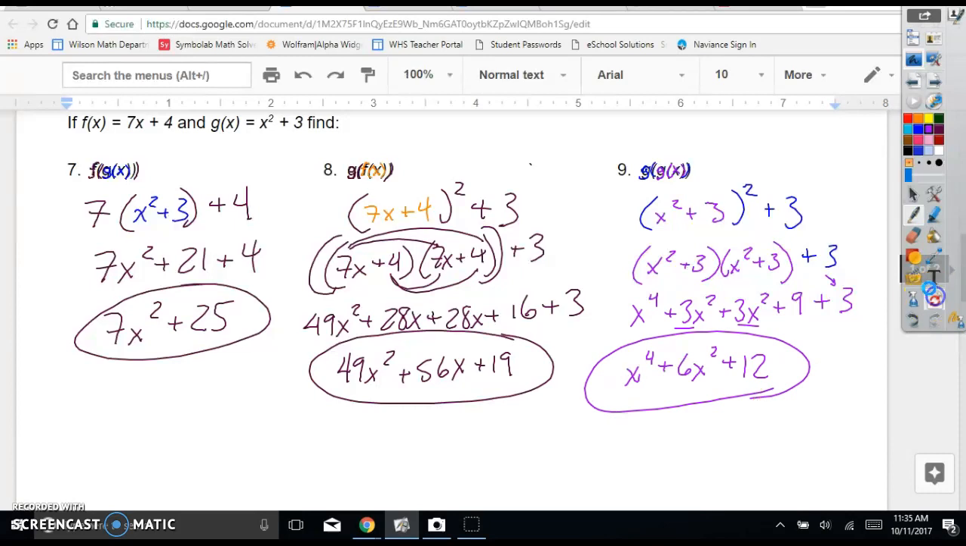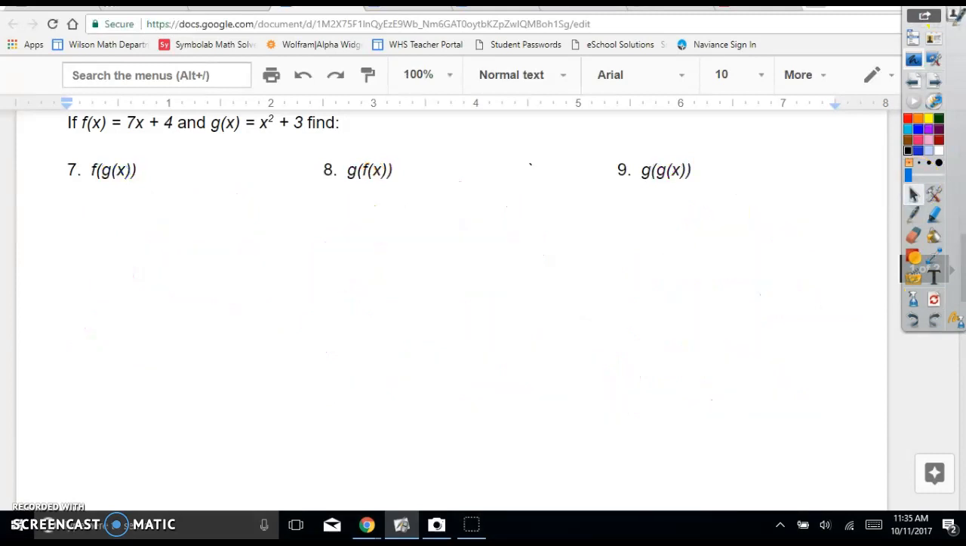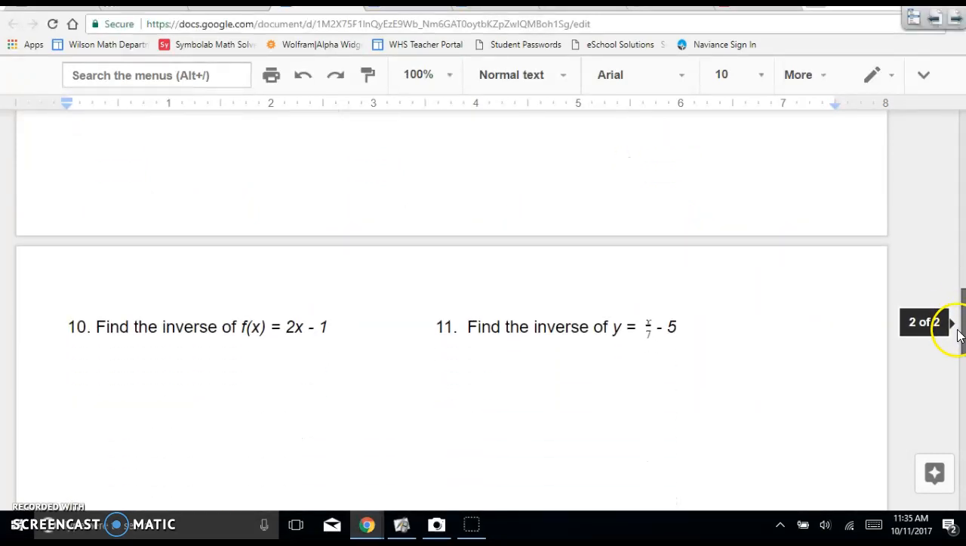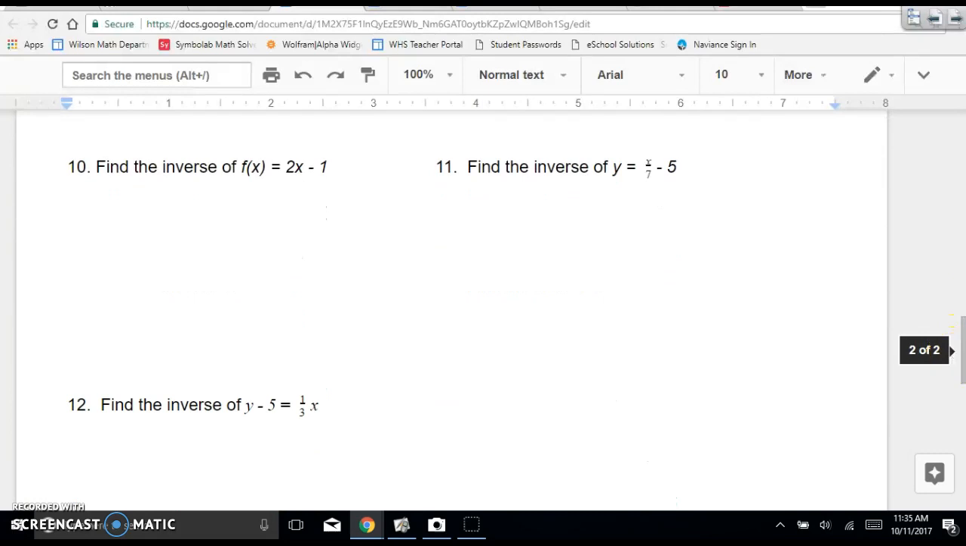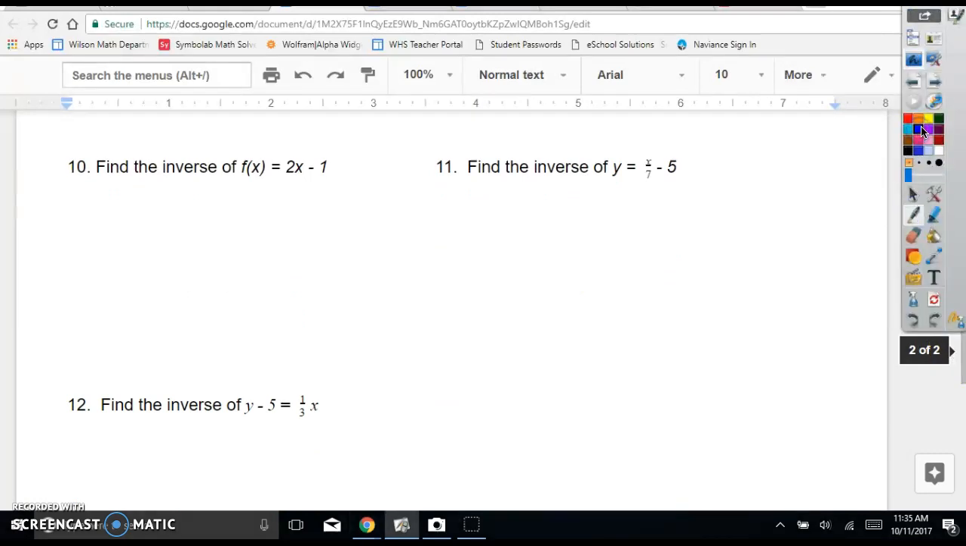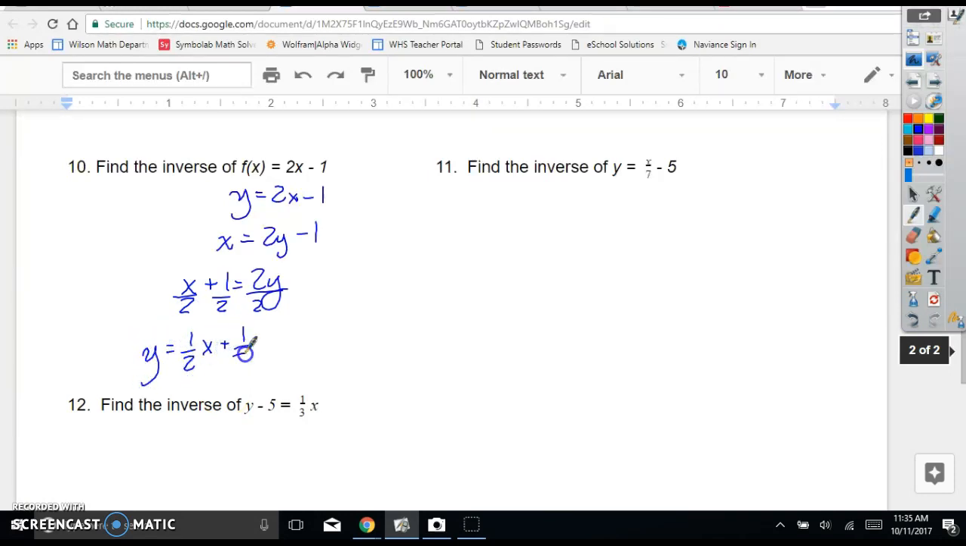The next part of the test is going to deal with inverses. So your inverses here at the bottom of the page or at the top of mine, the 10 and 11 are inverse problems. So we're going to just go ahead and put y in, and then I'm going to switch x and y. And I'm basically going to get y by itself. So this is x plus 1 equals 2y. We divide by 2, divide by 2, divide by 2. Sorry about my last 2 there. So this is going to be y equals a half x plus a half.